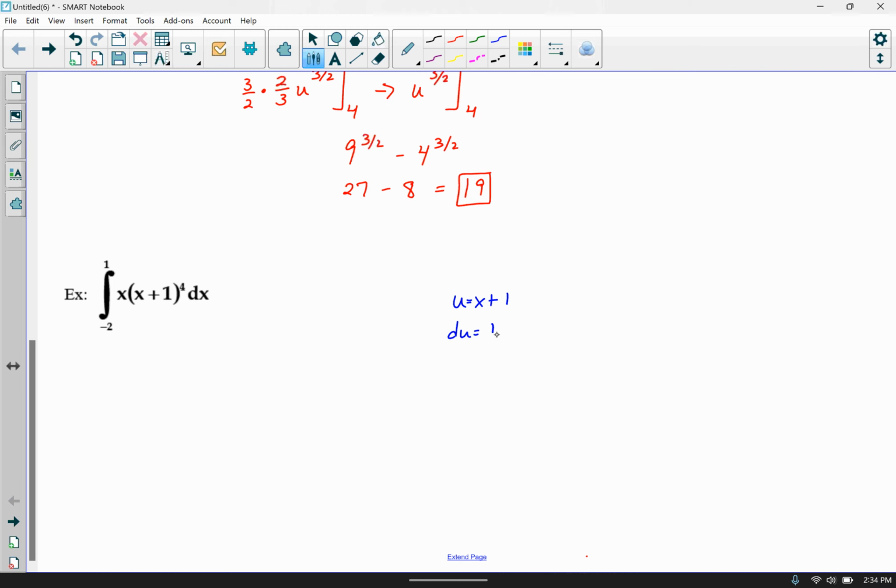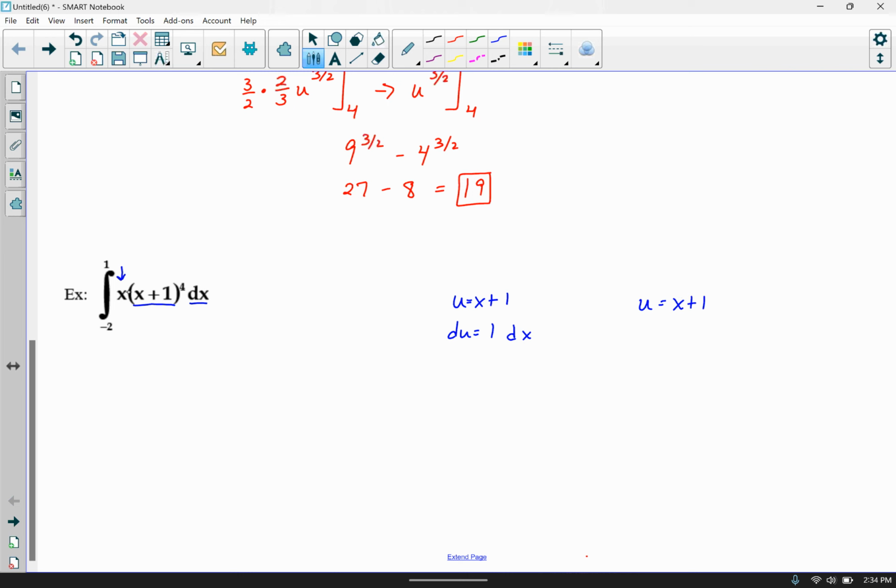du then is going to be 1 dx. All right, so I've got this part taken care of and I've got my dx, but I've got this extra x sitting out here. If you recall, one of the techniques that we talked about in the last section was that if I'm going to write this in terms of u and dx in terms of du, then I need everything in terms of u's and du's. So let's rewrite then.